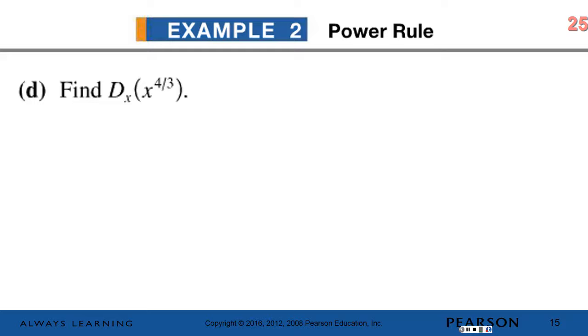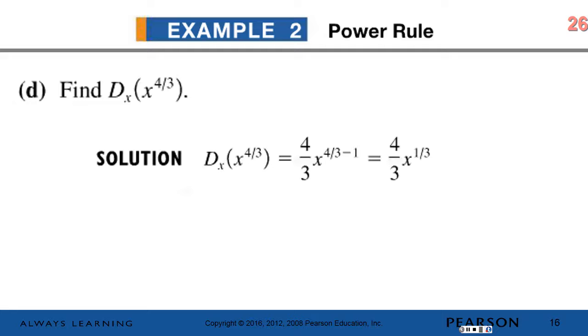What is the derivative of x to the 4/3? Drop it and reduce. I think he's right. Because 4/3 minus 1 is 1/3. So it's 4/3 x to the 4/3 minus 1, and since 4/3 minus 1 is 1/3, it's 4/3 times x to the 1/3 power.